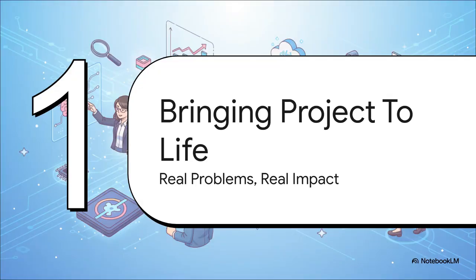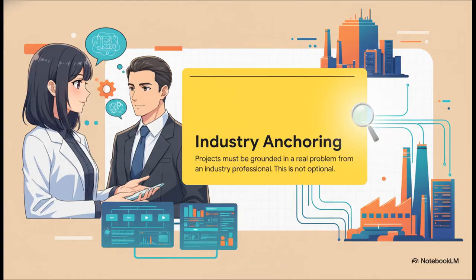Okay, section 3, bringing the project to life. For me, this is where it gets really interesting. This is where all the theory gets tossed out the window and you start dealing with real problems to create real impact. And the absolute number one rule here, the big one, is something called industry anchoring. What this means is your project has to be based on a real problem that you've identified by actually talking to an industry professional. I want to be super clear. This is not optional. It's a hard requirement.